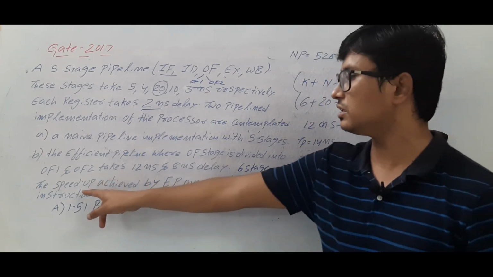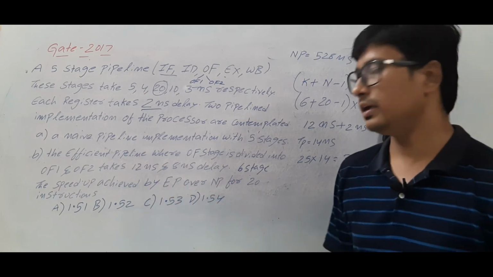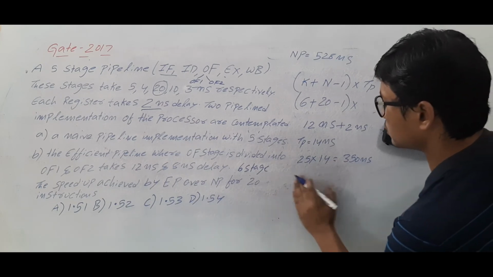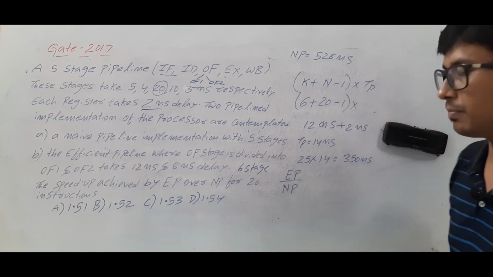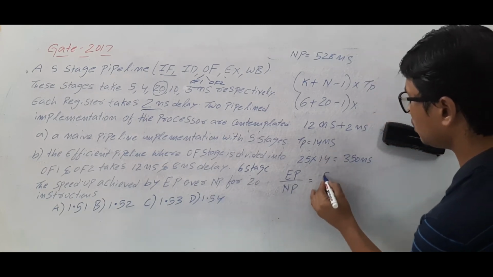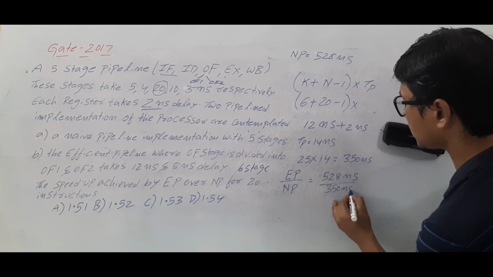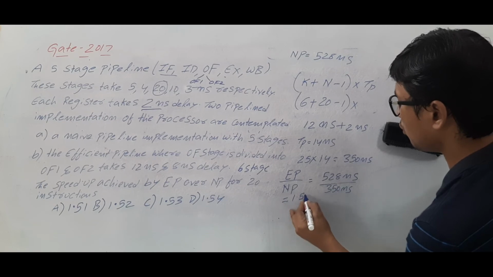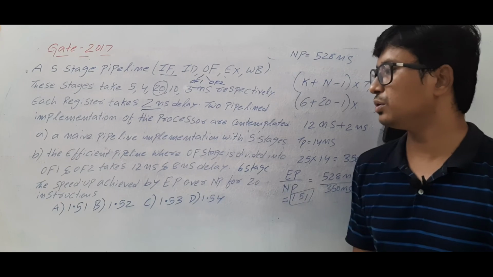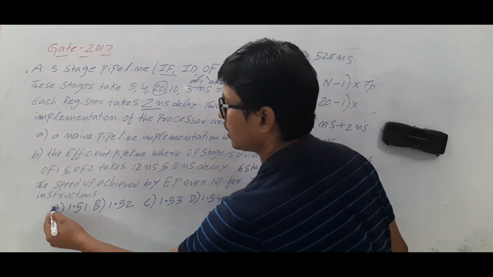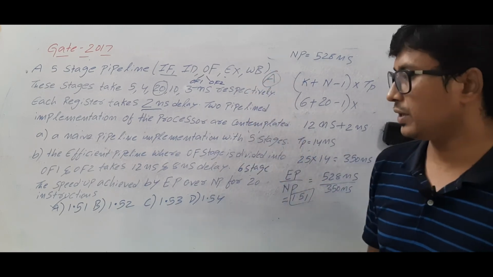So now what are they asking? The speedup achieved by the efficient pipeline over the NP pipeline, meaning the naive pipeline. So you have to divide the naive pipeline time by the efficient pipeline time, which is 528 nanoseconds by 350 nanoseconds. You will get approximately 1.51. You can check it. So the right answer for this question is 1.51, which is option A. Are you able to understand?